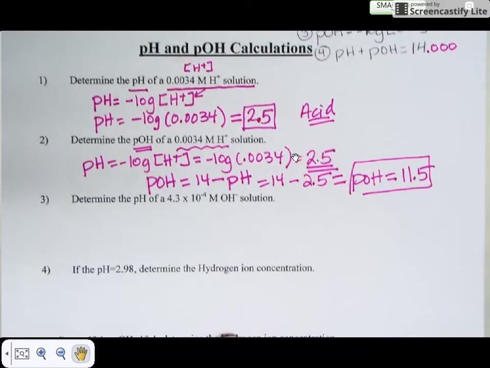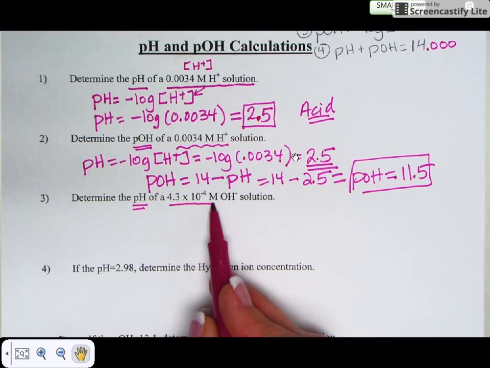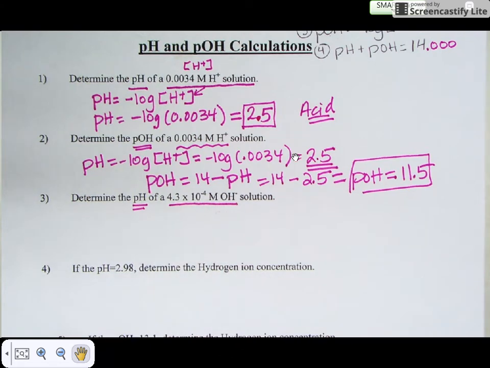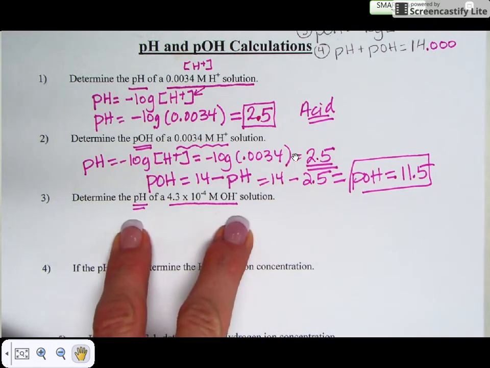All right. Number 3 says determine the pH of a 4.3 times 10 to the negative 4 molar hydroxide ion solution. Y'all try this one on your own. Pause the video if you want to, and then restart it when you're finished. We're going to need to use 2 formulas here. I'm going to go ahead and finish explaining it.